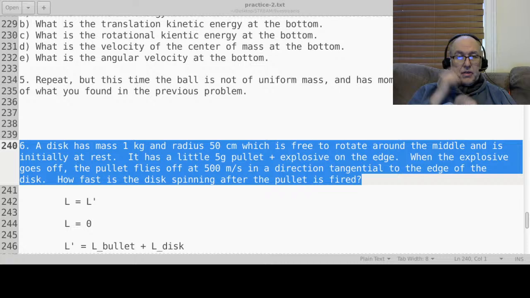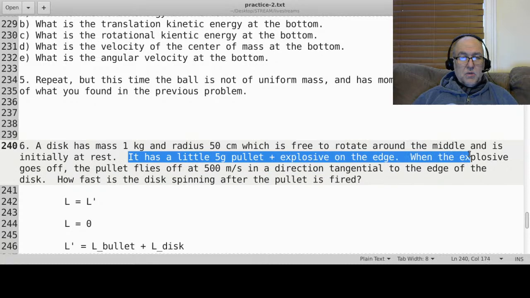There's a little bullet, a 5 gram bullet, plus a little bit of an explosive on the edge of this thing. I'll draw a picture to help you think about it a little bit better. So there's this bullet and a little bit of explosives behind the bullet on the edge. When the explosives go off, the bullet is going to go flying off tangentially to the edge. As you can imagine, if the bullet goes one way, the disc is going to recoil and start turning in the opposite direction. I want to know how fast it is turning in the opposite direction. Let me finish reading it and then I'll draw a picture.